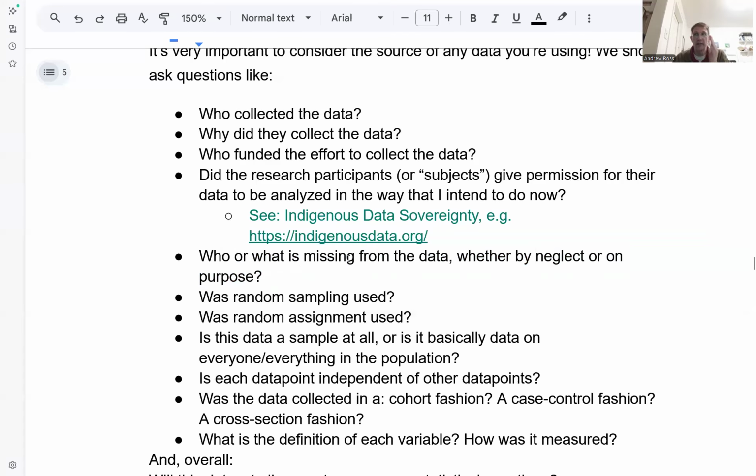Even something as simple as, if I have data from the 50 states in the US, who is missing? Well, Washington, D.C., Puerto Rico, Guam, perhaps military people overseas. So people we don't want to be missing.